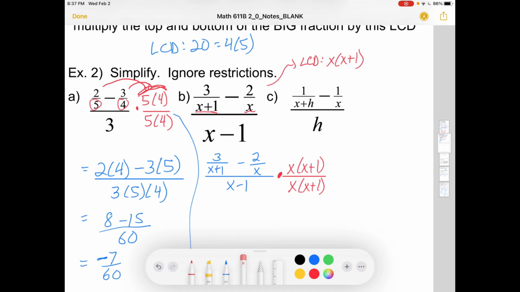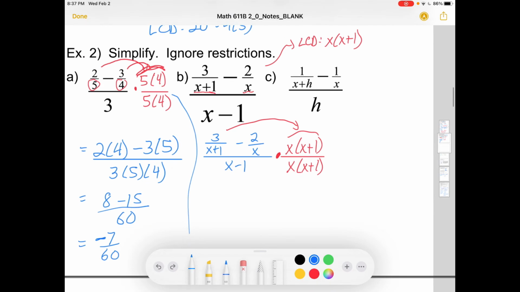So here's the trick. I've written it out. What I'm going to think about is, what if I multiply this first term by all of x by x plus 1? Well, the x plus 1s will divide out, and I'll just be left with 3 times x. So let's show that.